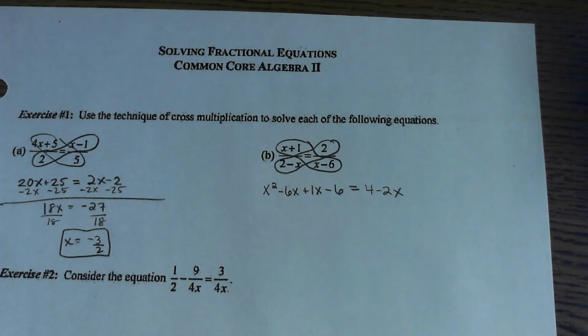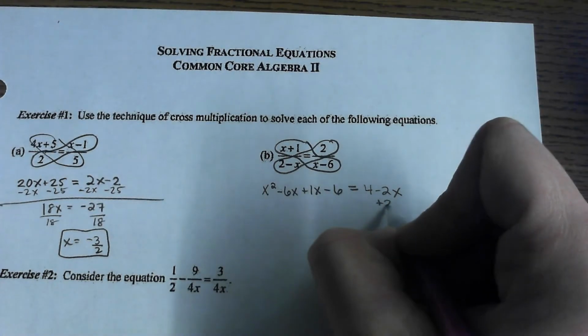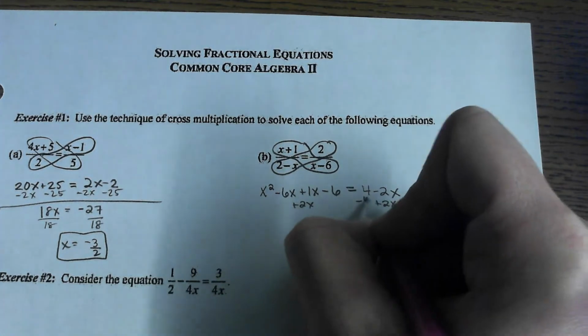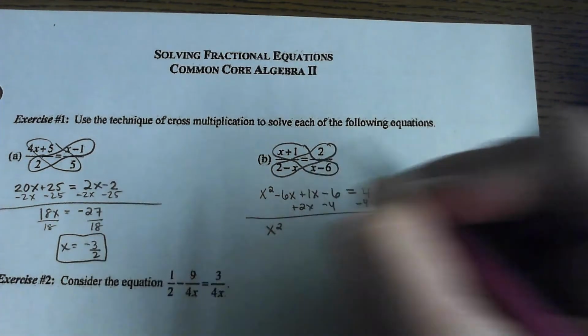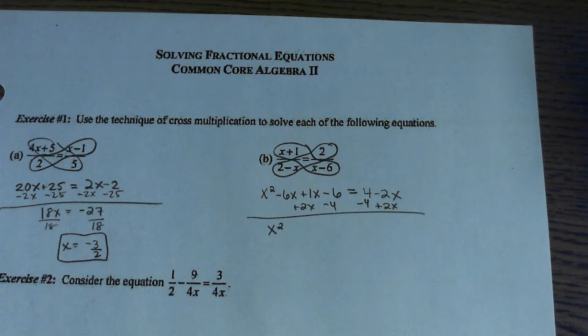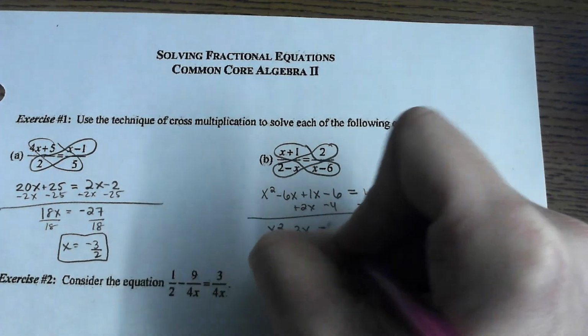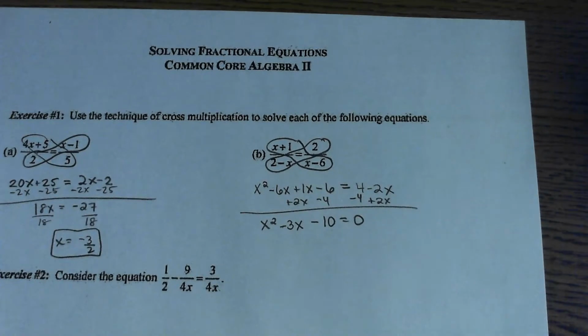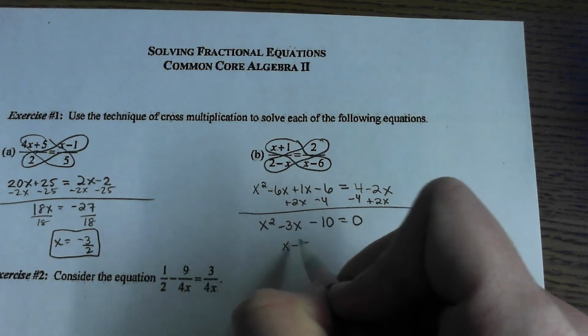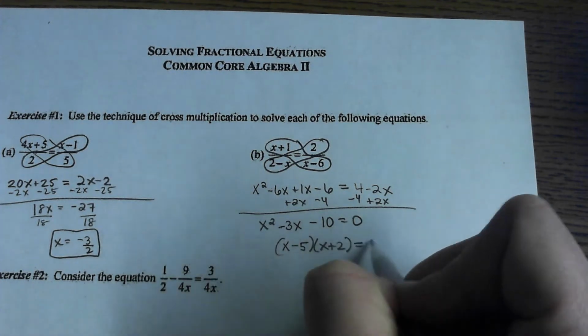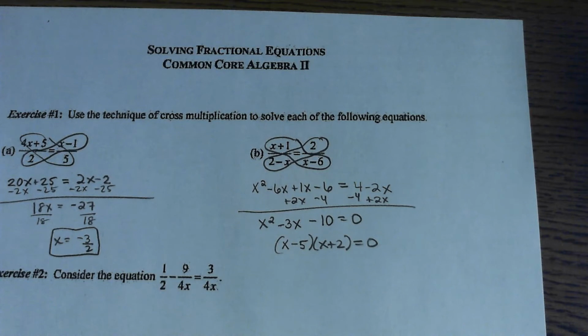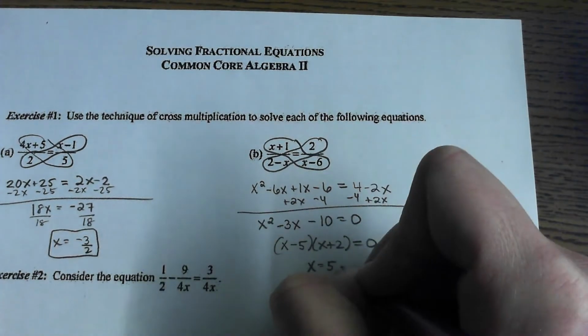And with a quadratic, you just have to immediately know to get it equal to 0. So add your 2x over, subtract your 4 over. So I will have x squared. How many x's do I have? Negative 3. And then minus 10. And then factor to solve. So x minus 5 and x plus 2 will do the trick. So x equals 5 or negative 2.